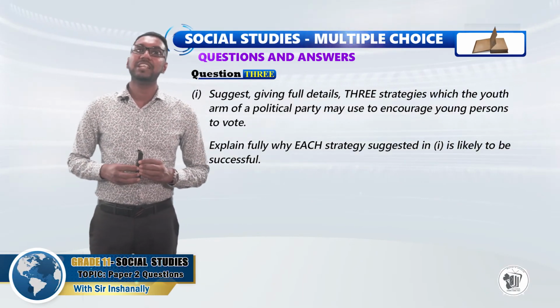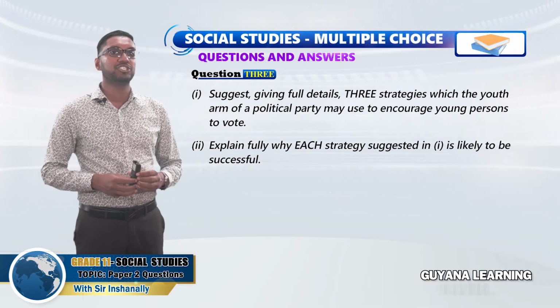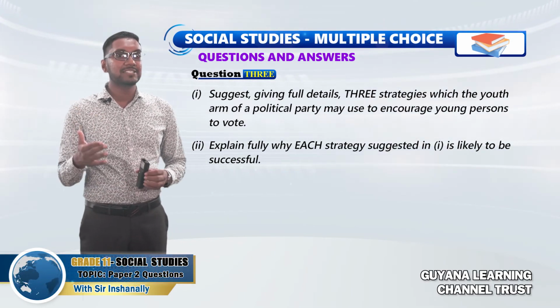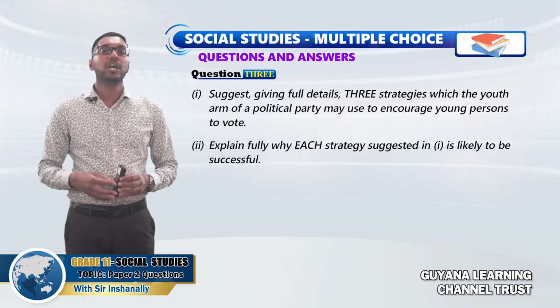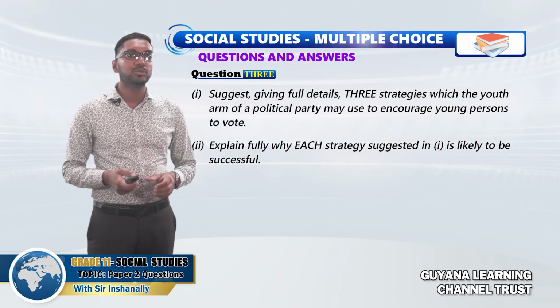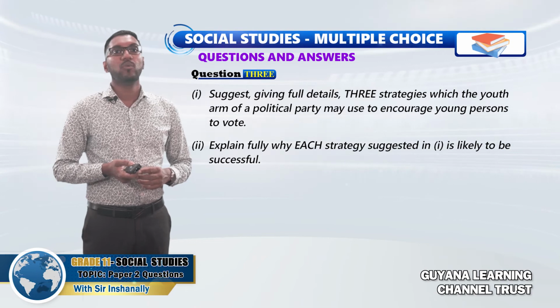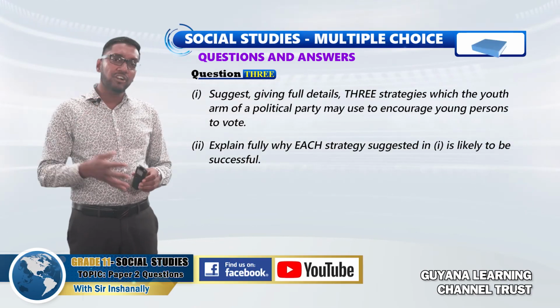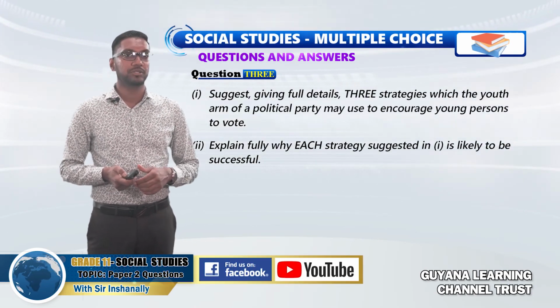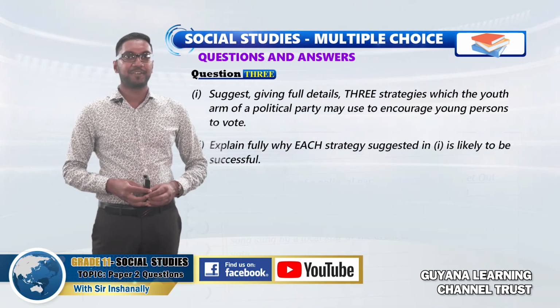Now we're going to look at our last strategy, strategy 3. What else could a political party do to ensure that it reaches out to the young voters? What else could it do to encourage young persons to vote? Let's see what I have here.